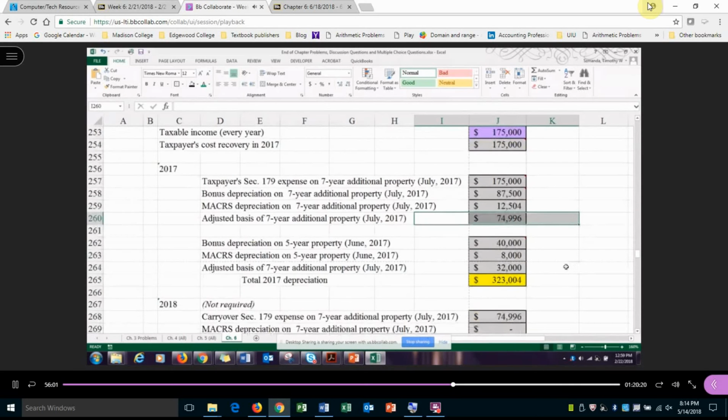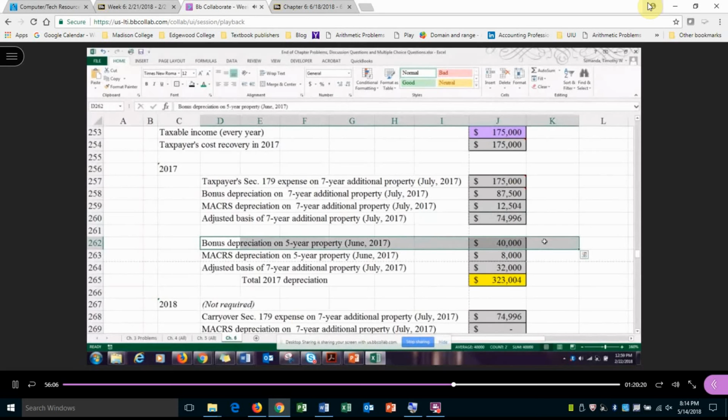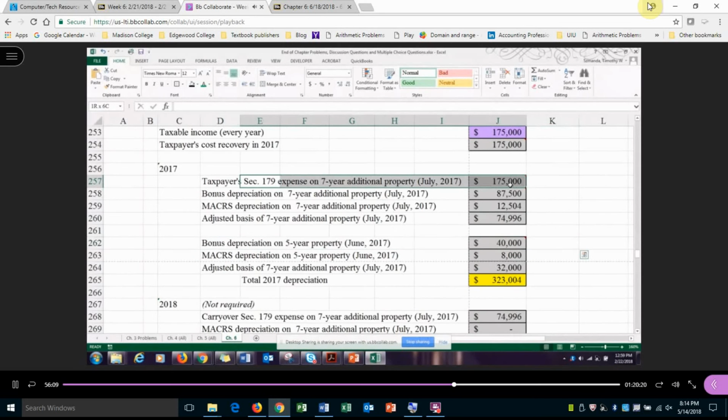Now let's go to the 5-year property. Well, we can't take Section 179 on the 5-year property because we've used it up on the 7-year property. Right, we cannot take any more of Section 179 because we've already used it up to the point of our income. So Section 179 cannot create a loss. We've used all of it up to the extent of our income. Therefore, there is no Section 179 available for this 5-year asset.